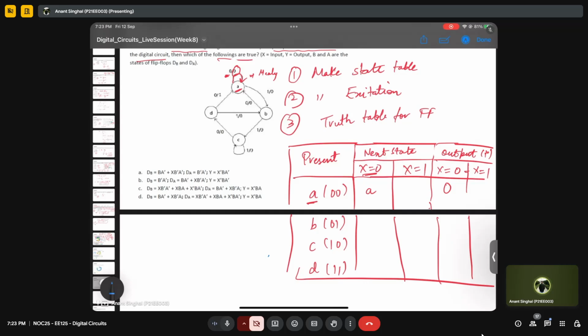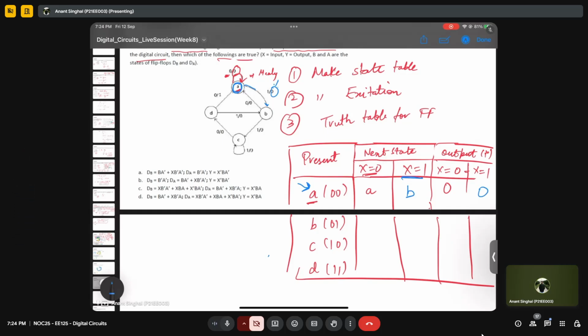Maybe I'll explain one more time. When the present state is A and the input is 1, the output is 0 and the state transitions from A to B. So the next state is B, but the output is 1. Sorry, the output is still 0. Output is always written in the denominator, my bad. Is this clear? A, B, 0, 0? Yeah, great. So I'll do the same for all.